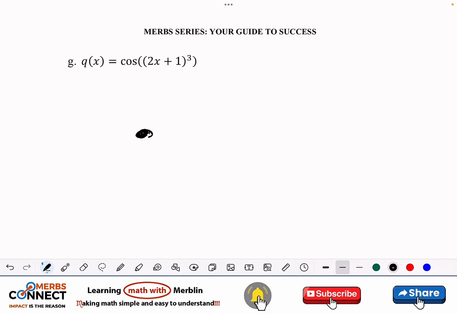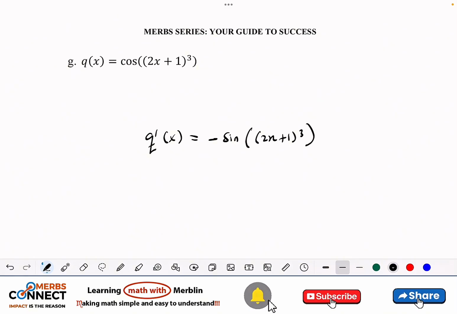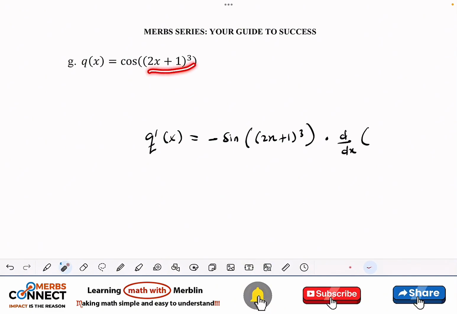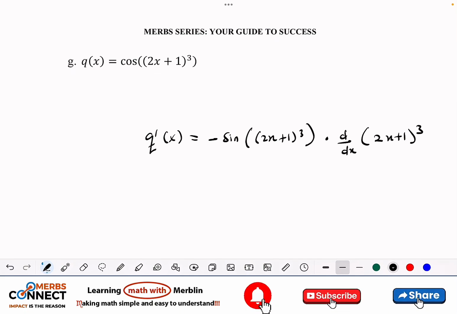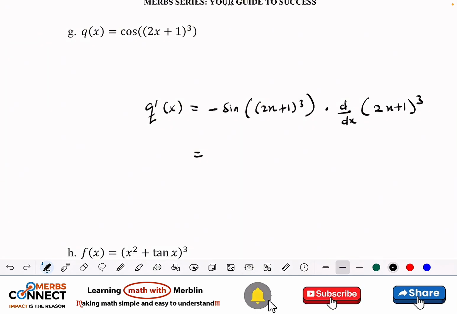So k prime: first the derivative will hit the cos, giving us minus sine. So we are going to get minus sine of (2x plus 1) to the power 3, times, then now the derivative will hit what is inside the parentheses. So that one is (2x plus 1) cubed. So pay attention to some of the questions. This is going to give us minus sine of (2x plus 1) to the power 3 in parentheses, times.